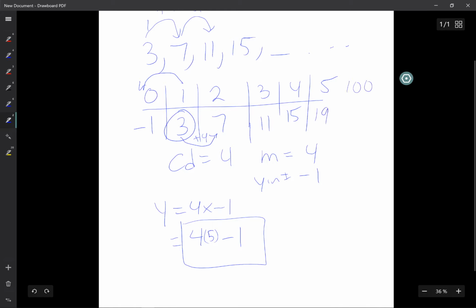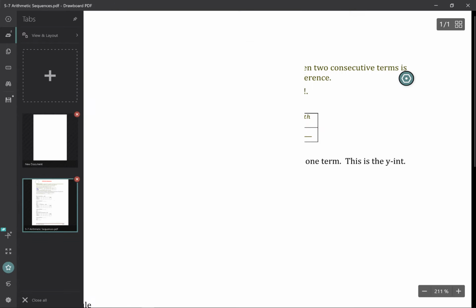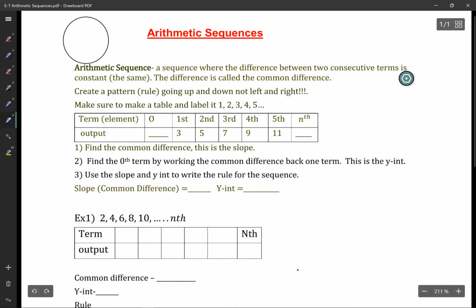What if I wanted the 100th number? Well, the 100th number, I would just do 4 times 100 minus 1. So 399. And that's it. That's all we're doing. We're writing rules, right, for these number patterns. Arithmetic number patterns. All right, so let's go to these notes. Let's do a couple of these. This is not going to take us long.